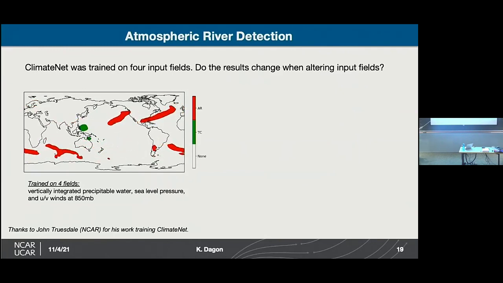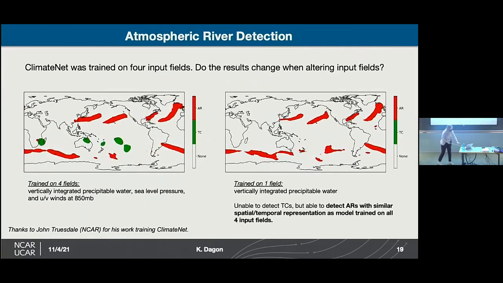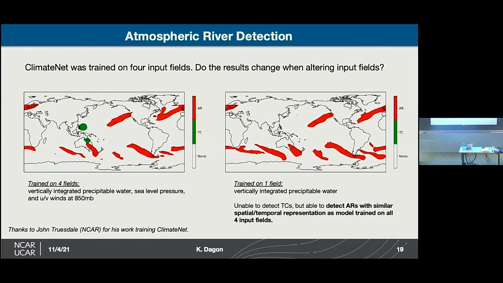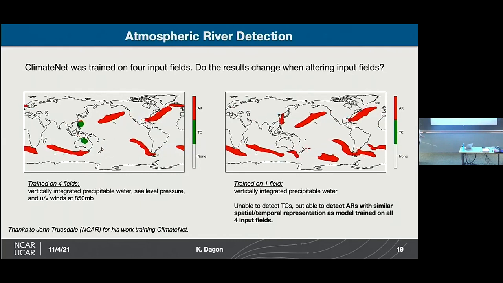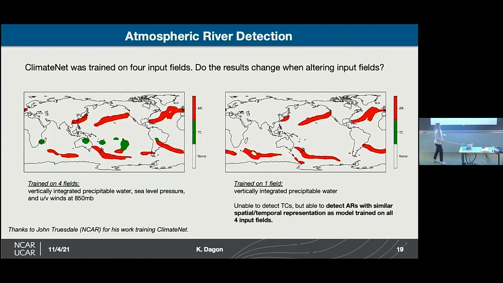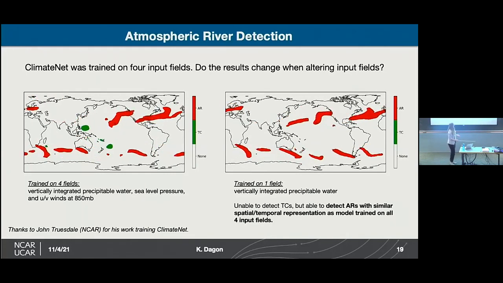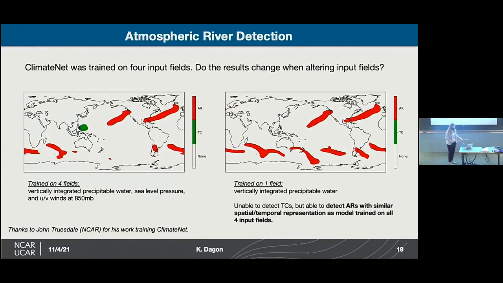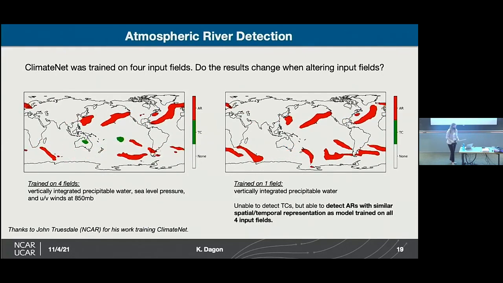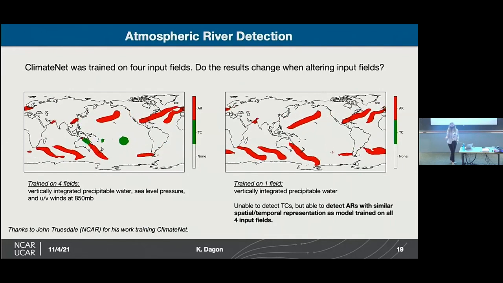And I want to give John Truesdale a special shout out for helping with the training and retraining here. And so this is just the same animation that I showed previously. If we retrain on only a single input field, which is that vertically integrated precipitable water, we're not able to detect tropical cyclones, but we're still able to detect atmospheric rivers with very similar spatiotemporal representation. So that's kind of a nice way to bring in some of the domain knowledge from the atmospheric river detection projects and show that we don't actually need all those variables to detect atmospheric rivers.